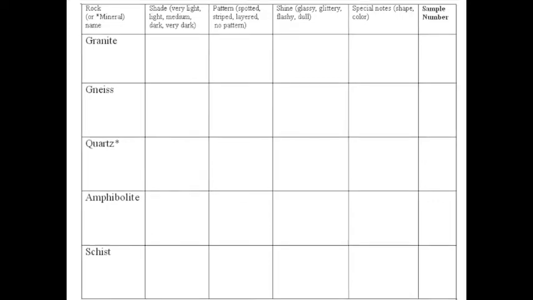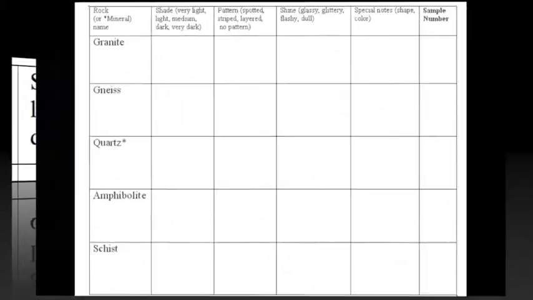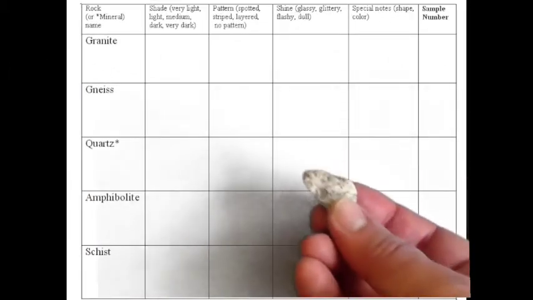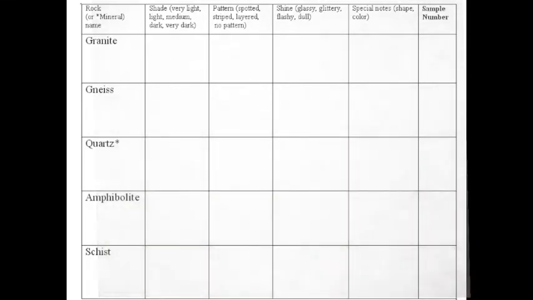The first rock we're going to look at is granite, and the first characteristic we'll look at is the shade of granite. What are the possibilities for shade? Shade can be very light, light, medium, dark, or very dark. Look at the granite I'm holding up, and what is the shade? Light or dark? So we're going to write light for the shade of granite.